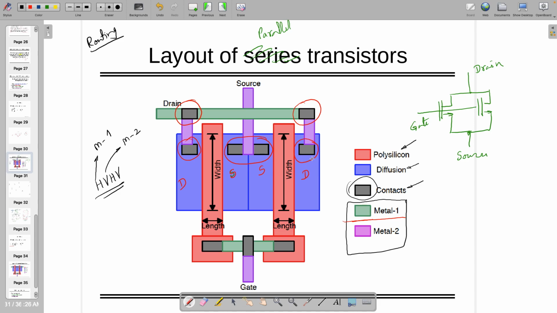These are the contacts which we already learned. Metal layers, that also we learned, right? I believe, any doubt in this? Right? So generally people are using the HVHV kind of layout making technique, where horizontal metal is different, vertical metal is different, right? So that you can do, there is no problem.